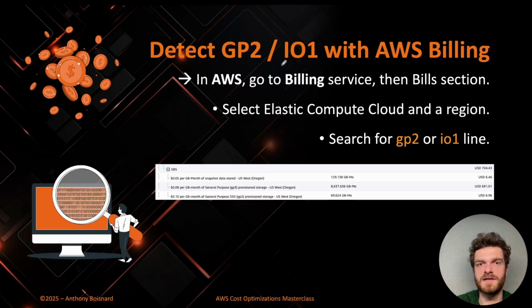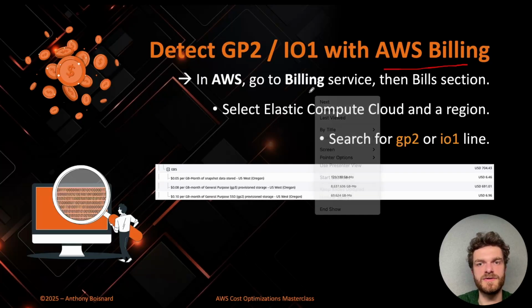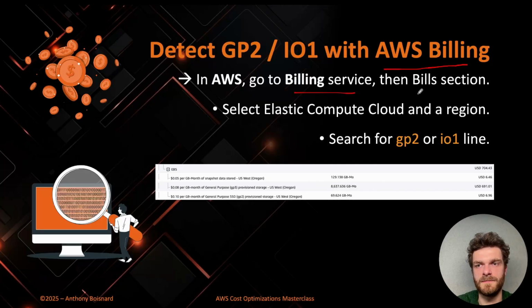To detect GP2 and IO1, you can use AWS billing. So simply go to the billing service, then bills section. If you select Elastic Compute Cloud and region and go to EBS, you can search for GP2 and IO1 lines. So for example, here you have your GP3 line and your GP2 line. So you know you are paying this much for GP2 and you know that you can save 20%.